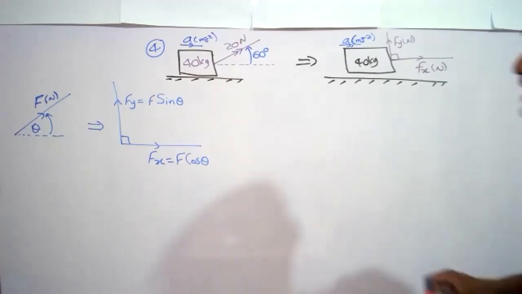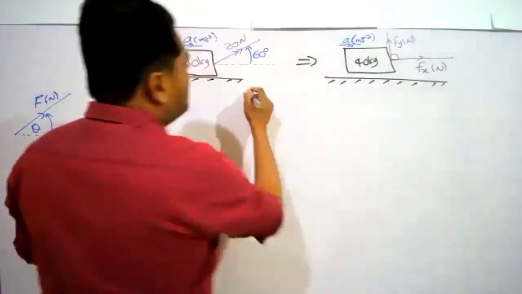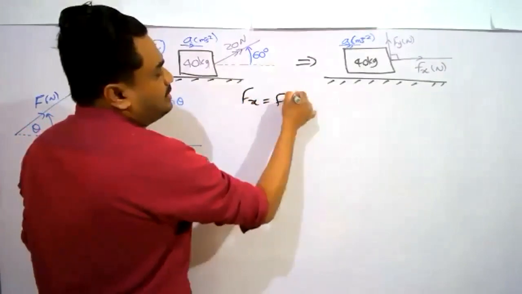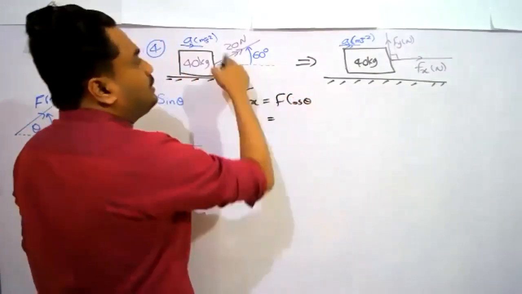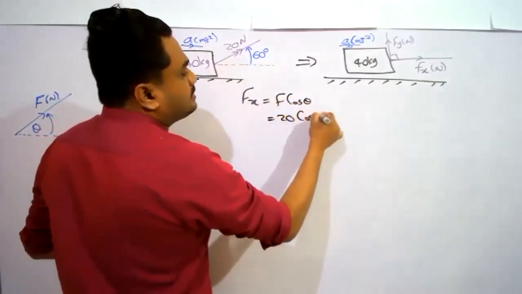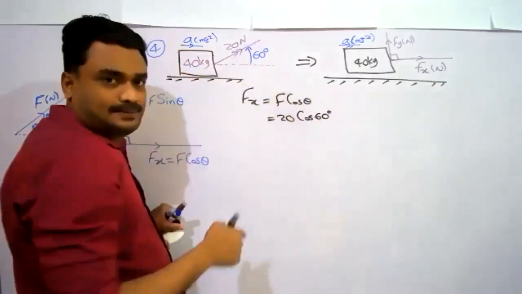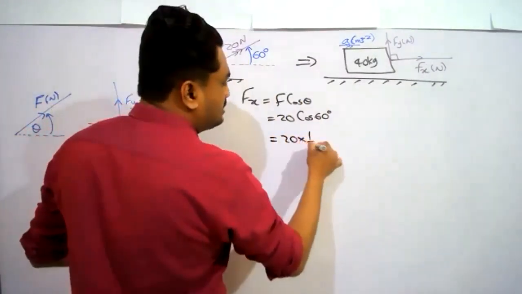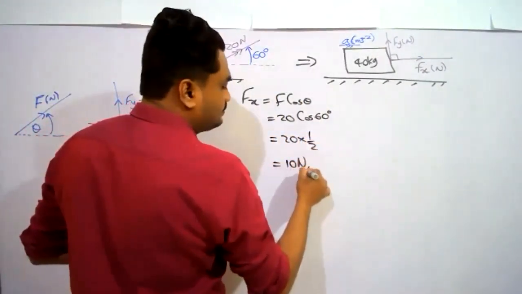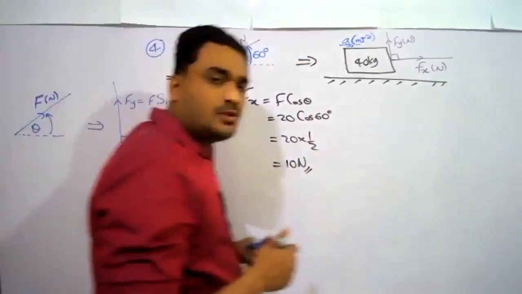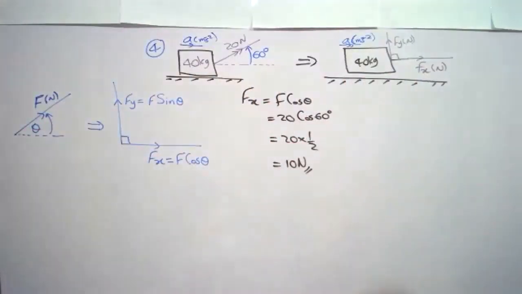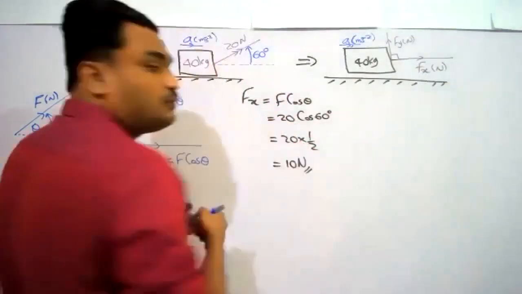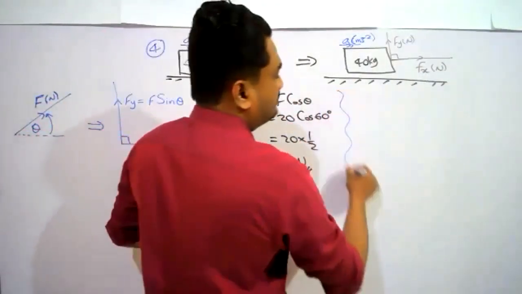Okay, some of you have sent me the answers. The force component towards the angle, Fx, is F cos theta. So here F is 20, theta is 60. So 20 cos 60, which is half, 20 divided by 2 is 10. Who got this answer? Raise your hand in the Zoom chat. Okay, nice. Excellent.